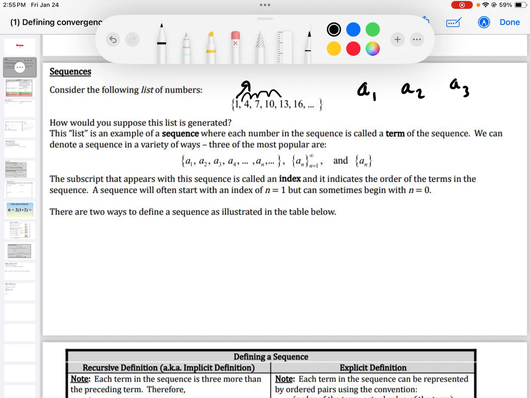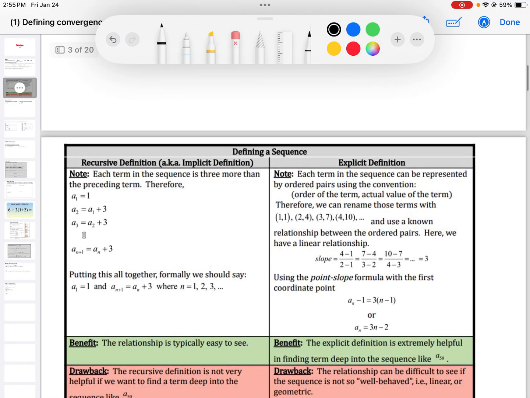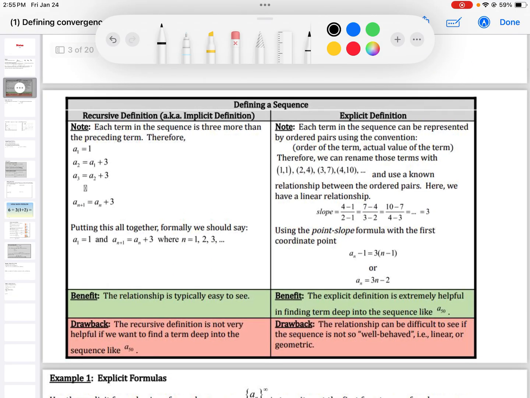So the subscript would be called the index. A sequence will often start with index 1, but sometimes it could start at 0, and sometimes we might even start it way later in the sequence. But there are 2 ways to define a sequence, as illustrated below. We've got a recursive definition and an explicit definition, and we'll be working mostly with explicit definitions.